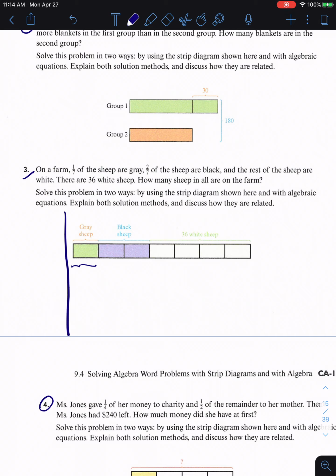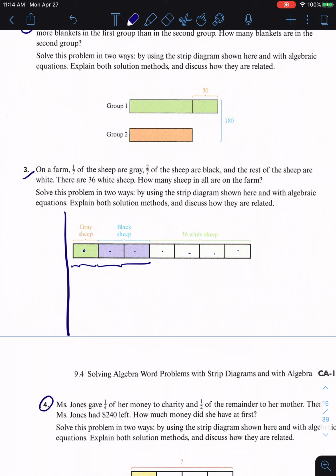And how do we know this is a 7th? Well, we need 1, 2, 3, 4, 5, 6, 7 of them to fill the whole farm, to represent all of the sheep on the farm. Now 2 of those 7ths are black. Okay, and the rest are white, which is 36.